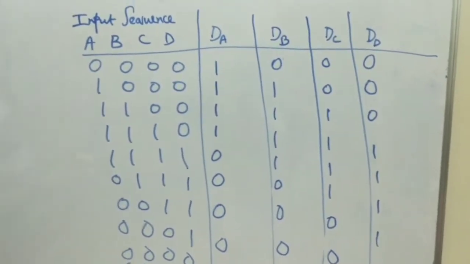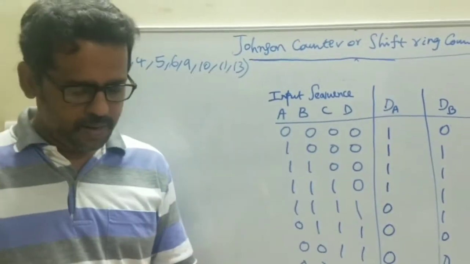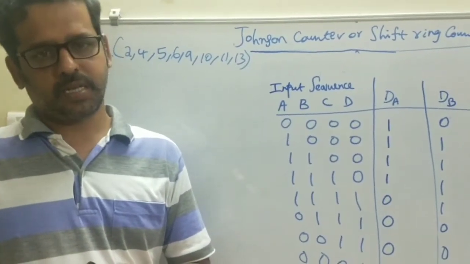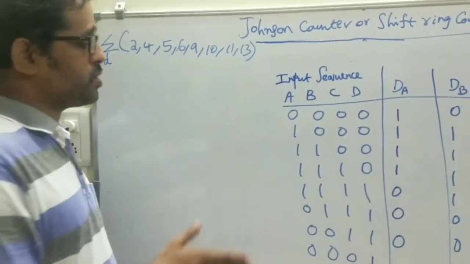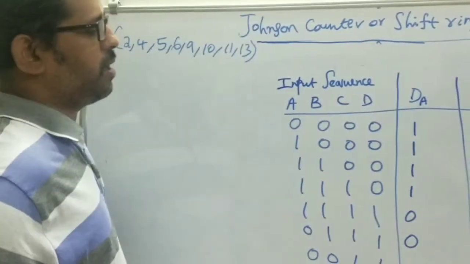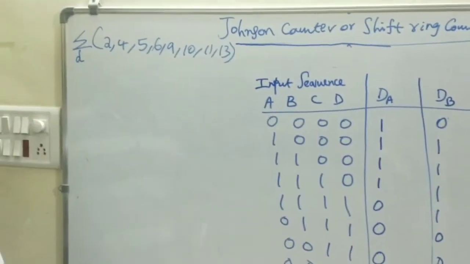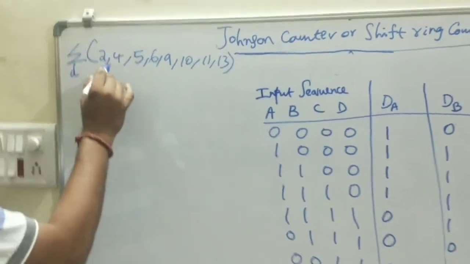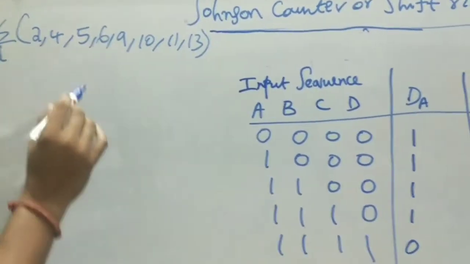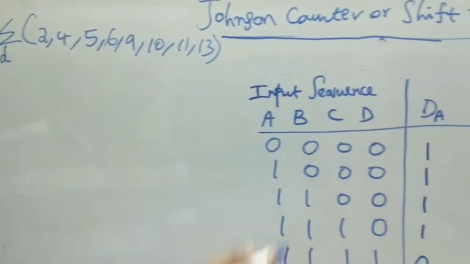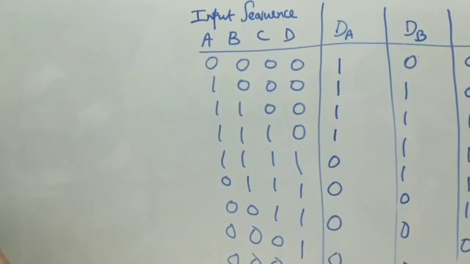Obviously, we just look at the inputs. It has 4 bits, so there will be 16 different combinations, from 0 to 15. Values which are not present in this sequence should be considered as don't care terms. Here the don't care terms are 2, 4, 5, 6, 9, 10, 11, 13, which means these values are not part of this sequence, so they are considered don't care terms.